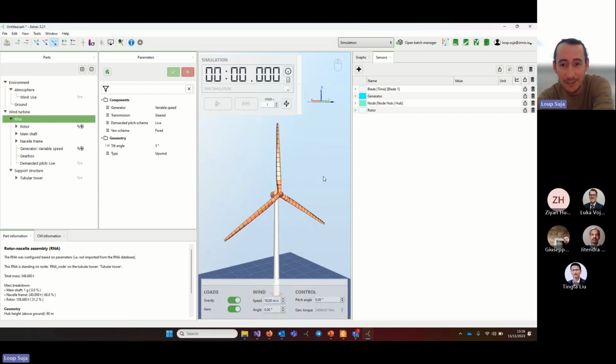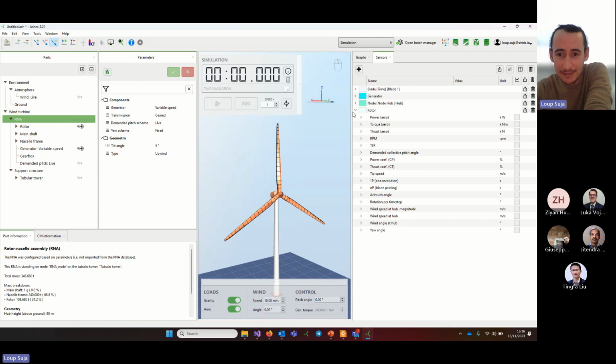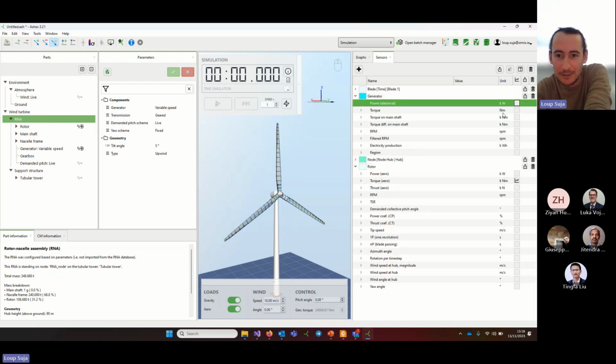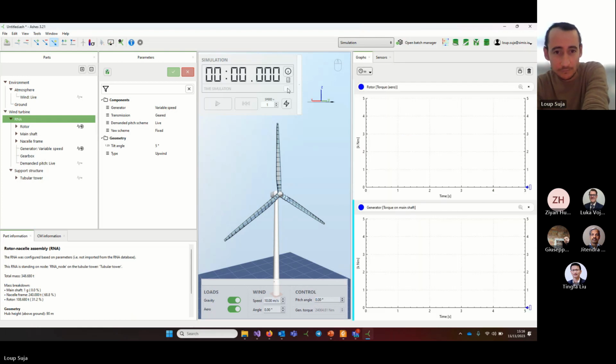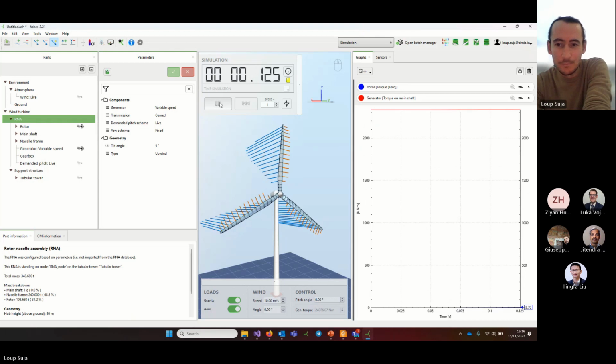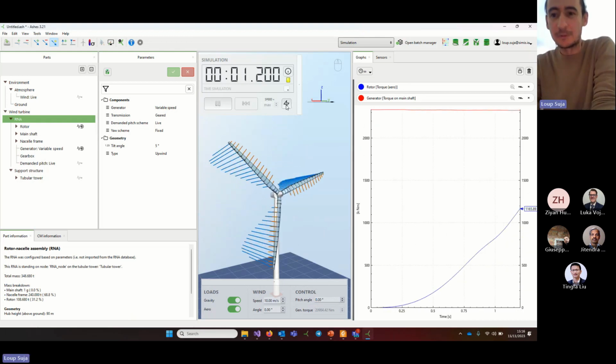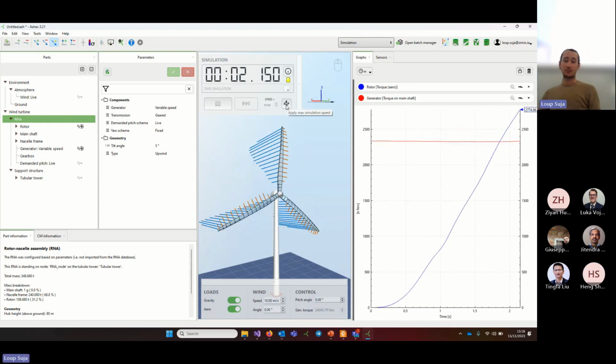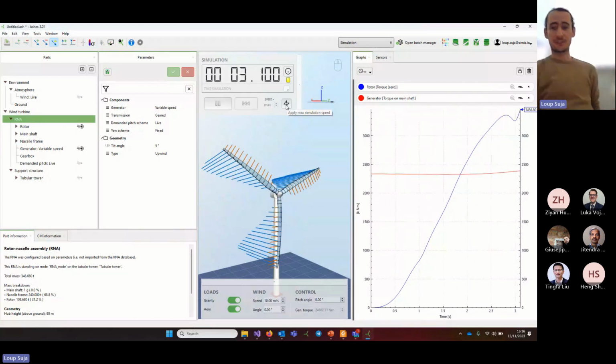So what I want to show you here is the aerodynamic torque and the generator torque. Okay, so that is this one here. So I'm going to put both of them together. Okay, now I start my simulation. So there's two curves right now on the right of the screen.